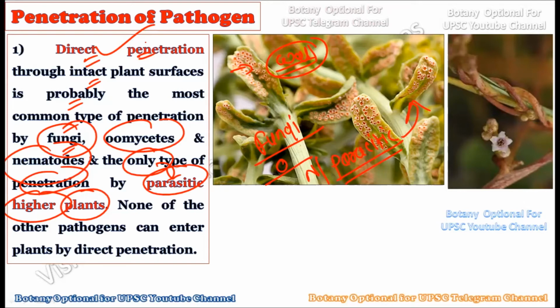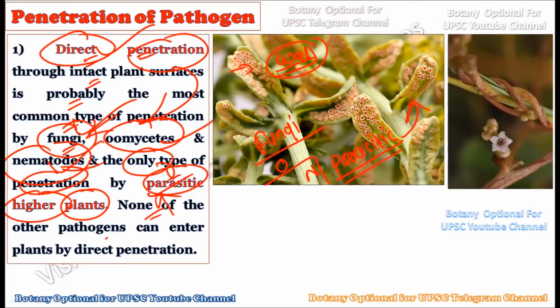For doing this, they will, of course, require different types of enzymes, different types of mechanisms, different types of structures within their mouth. Okay, if you are talking about the nematode, they possess a different type of structure to break open the cell wall, right? So the fungi will produce different types of germ tubes to break open this, right? And the parasitic higher plant produces a very similar kind of plant structure to break open the cell walls, right? So direct penetration is favored by the fungi, oomycetes, nematodes, and all of the parasitic higher plants.